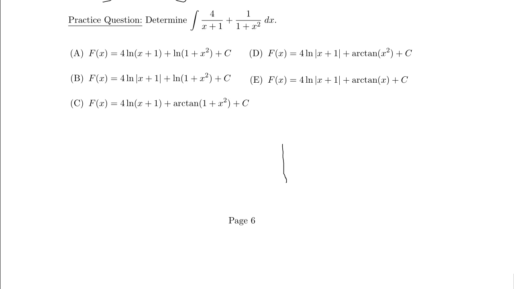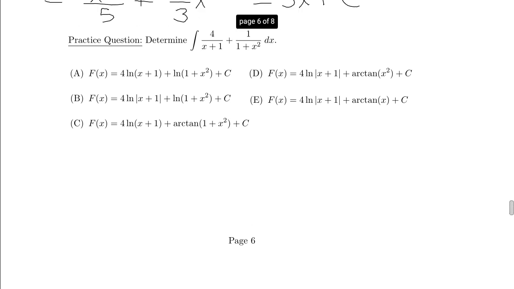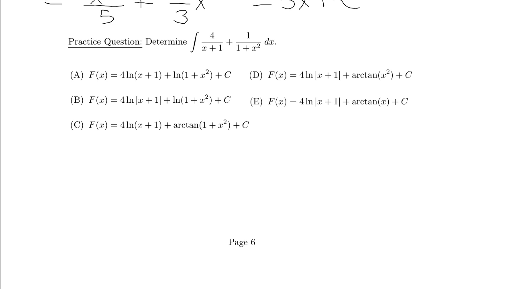Okay, so for this practice question, I want us to try to find the antiderivative for 4 over x plus 1 plus 1 over 1 plus x squared. So let's start off with the 4 over x plus 1. We want to think of a function that has this as its derivative.